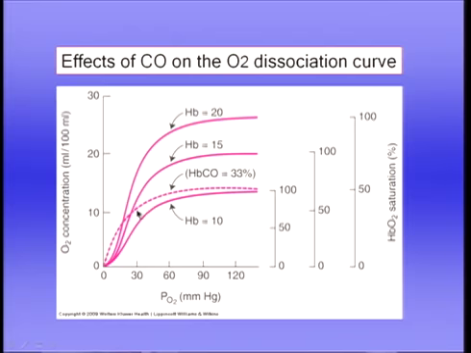In other words, the affinity of the hemoglobin for oxygen is greatly increased. And this makes it difficult to unload the oxygen in the periphery, and that's another reason why carbon monoxide is a very toxic gas.